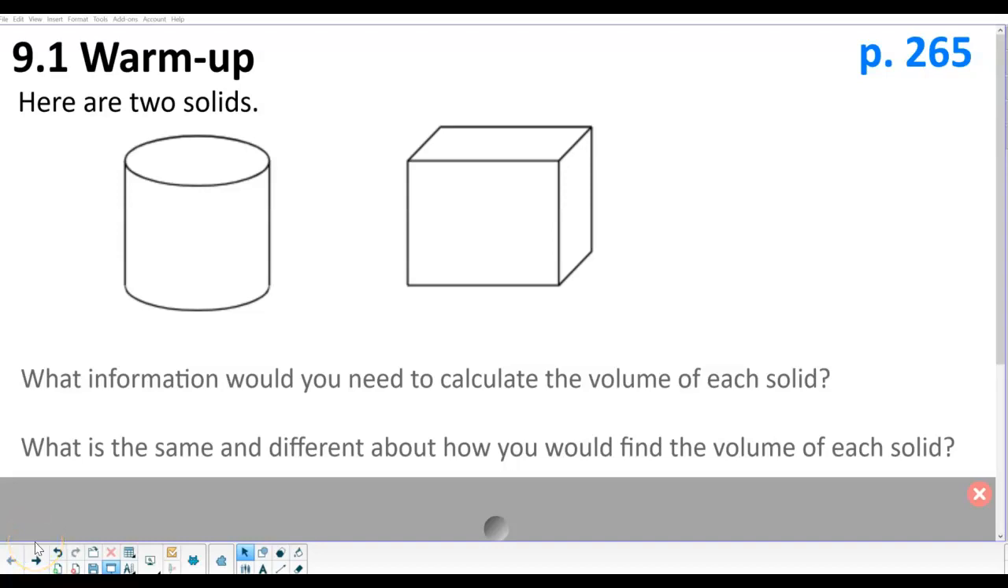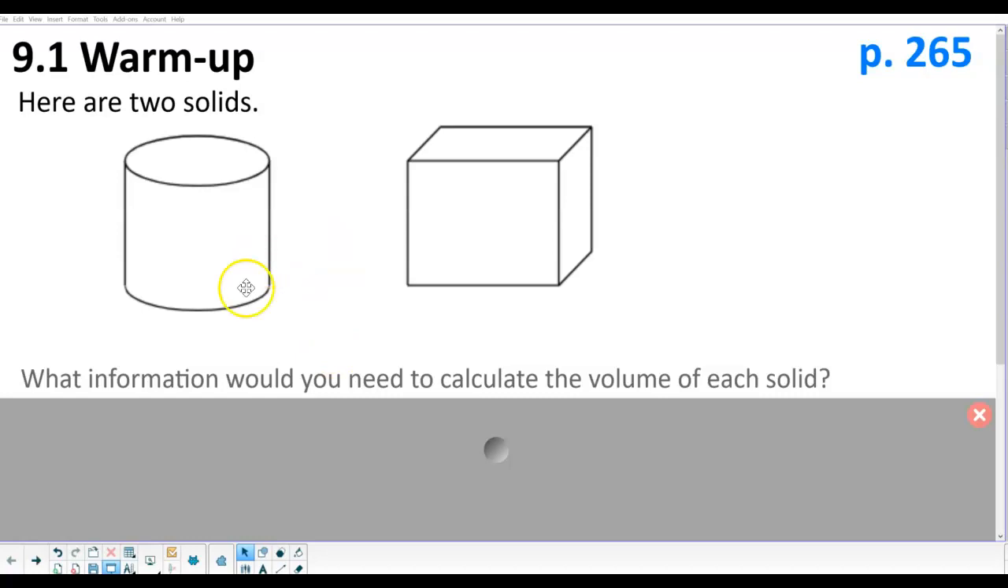Good morning, students. Today we're going to work on Lesson 9, so please turn to page 265 in your student handbook. The questions here are: what information would you need to calculate the volume of each solid? And what is the same and different about how you would find the volume of each solid? Go ahead and hit pause, work through the two questions, go over the answers in a second.